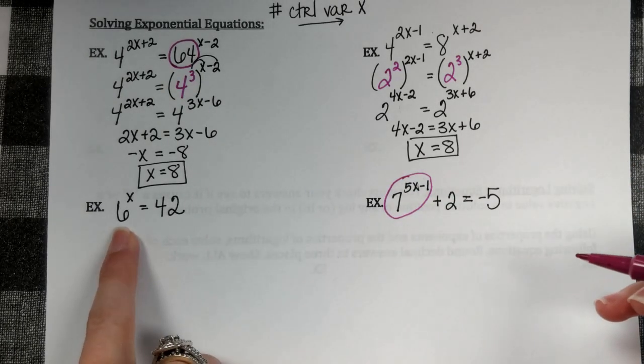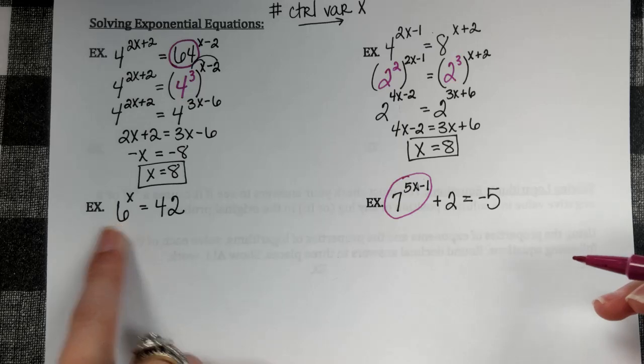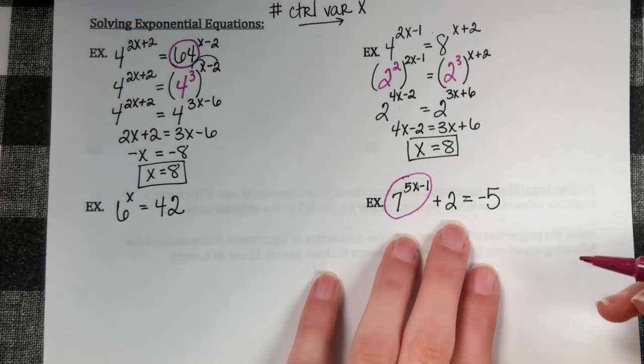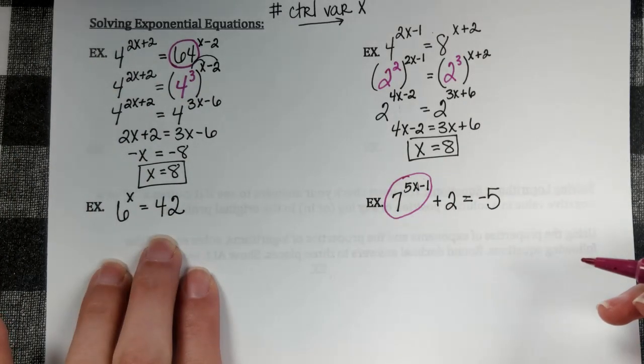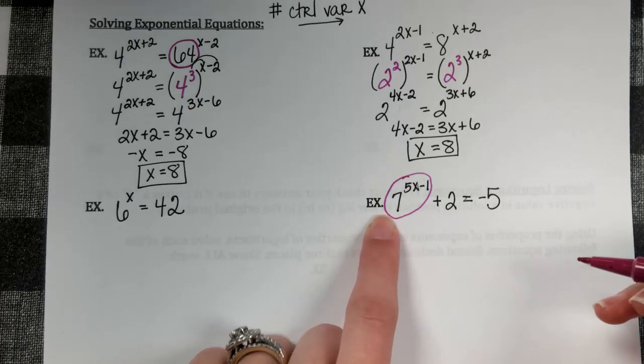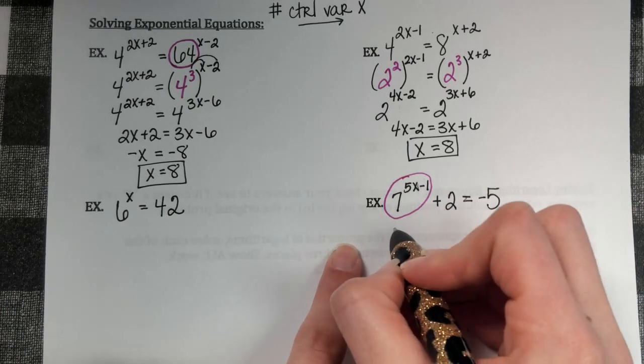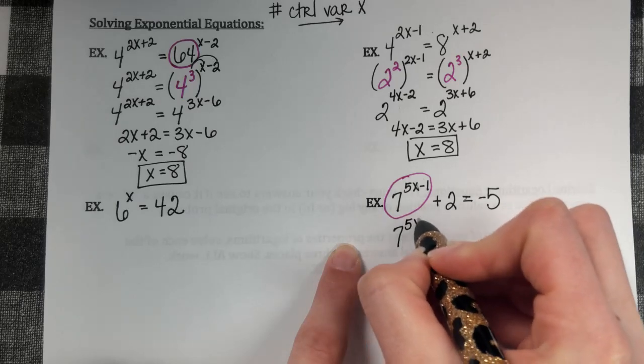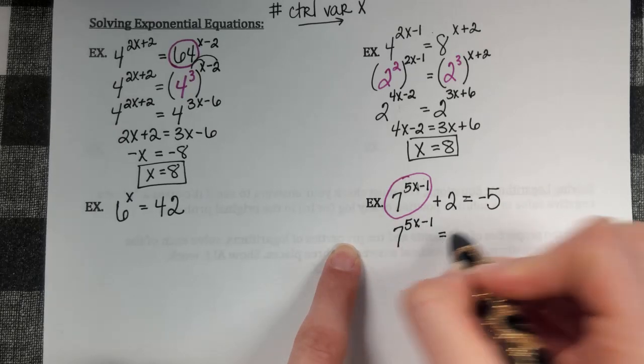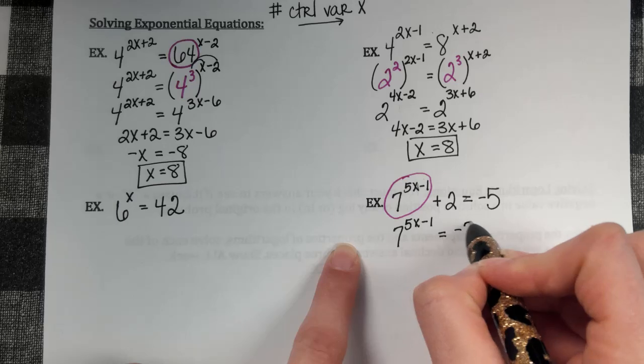So if it's exponential, I want to isolate the base raised to the exponent. So the example that I skipped is already isolated for me. That's why I'm not messing with that one. If you can do this, then you should be able to do that. Okay, so if I'm isolating 7 raised to the 5x minus 1, I'm going to subtract my 2, and that leaves me with 7 raised to the 5x minus 1 equals negative 7.